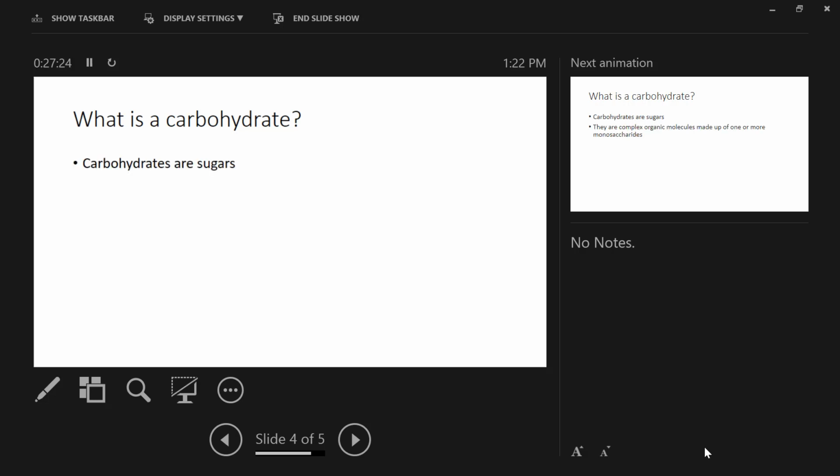Simply put, carbohydrates are sugars. Sugars are carbohydrates. They are two terms for the same type of organic molecule. Again, carbohydrates are sugars. Sugars are carbohydrates.